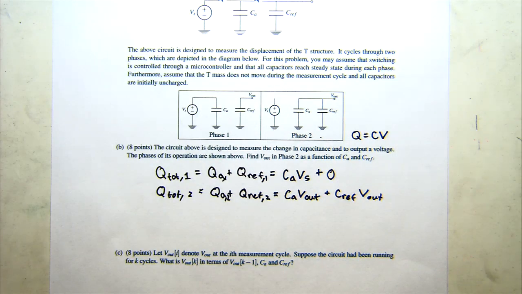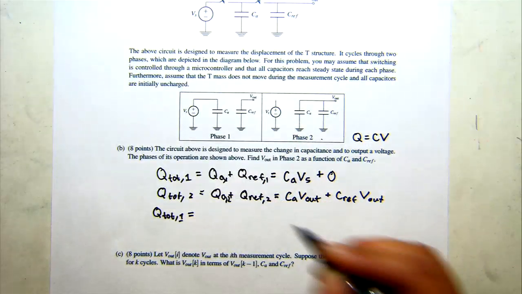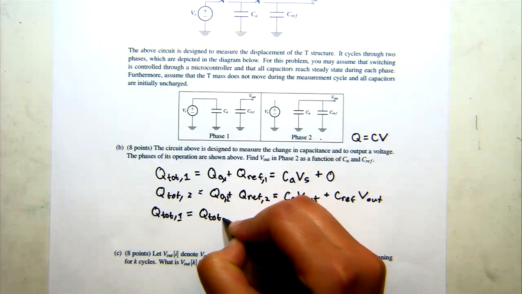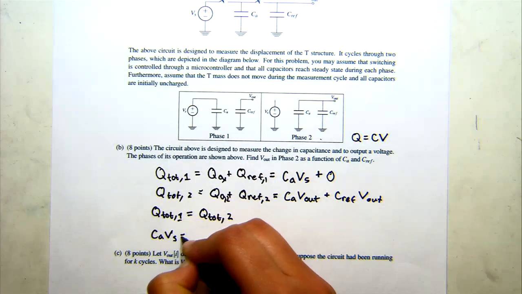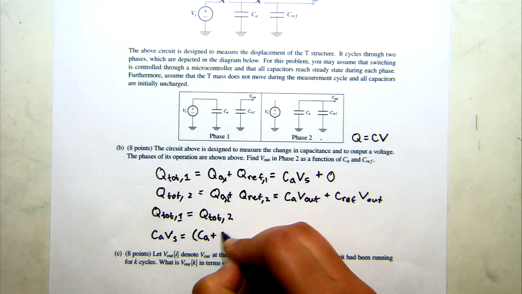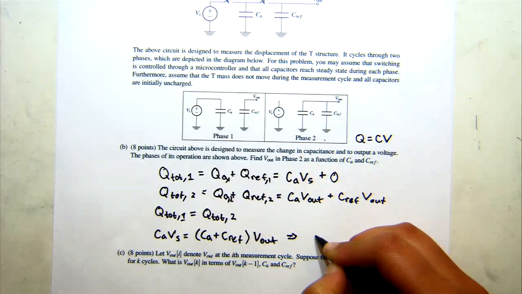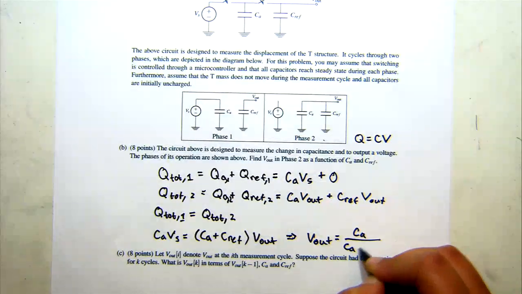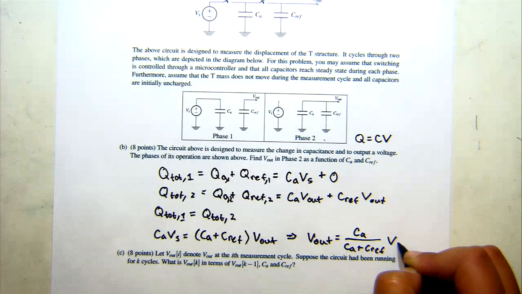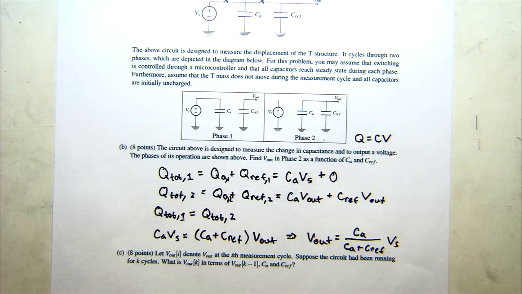And we know that charge is conserved. So if charge is conserved, we know that Q total in the first phase is equal to the total in the second phase, so we can equate these two. We have CA Vs is equal to (CA plus Cref) times V out, just distributing the V out. And this tells us that V out is equal to CA over (CA plus Cref) times Vs. As we can see, we're writing V out as a function of CA and Cref, and we have achieved that.